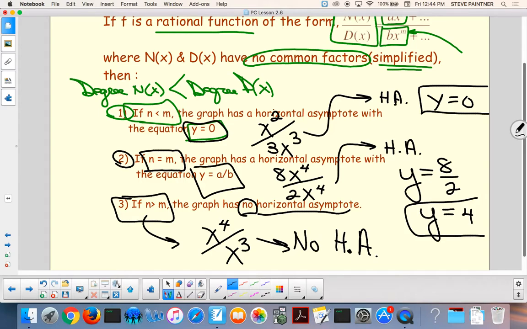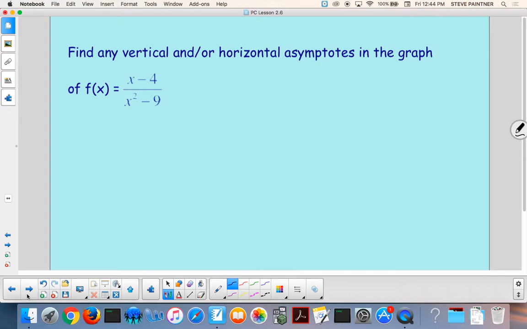Yeah. Hey, if this was 18, what's the answer? 9. Y equals 9. Okay? That's all it is, right? All right. Next, find any vertical and or horizontal asymptotes to this problem. Go.